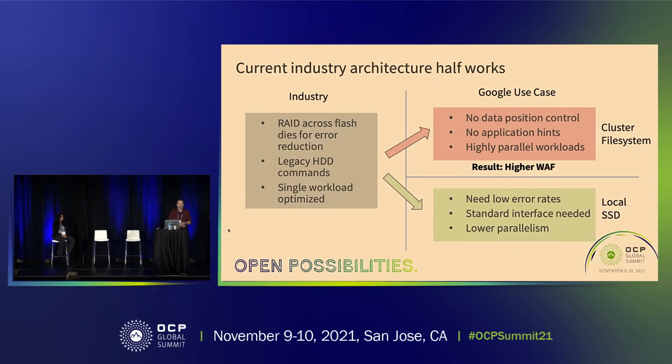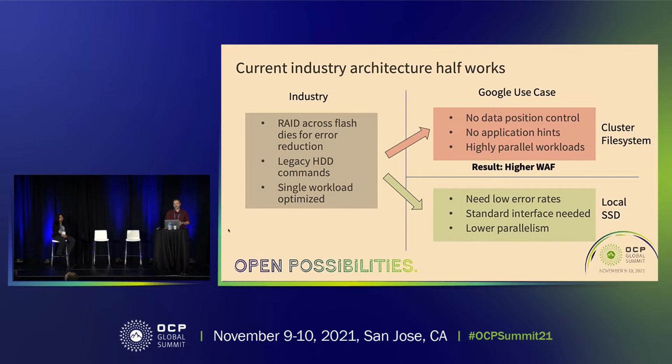So at a very top level, our assessment of where industry is: most SSDs would have RAID across dies for error reduction. If you look at the NVMe command set, it's really focused around just read, write, and there's a trim operation, obviously for SSDs, but the history is there with the hard drive history on the command set. And then I would argue that they've historically been optimized for a single workload. So that kind of works for Google use cases and kind of doesn't, right?